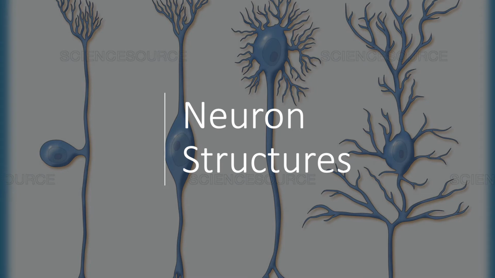Now, to investigate the structural classification of neurons, we'll turn to your worksheet, and you can follow along with me as we sketch the different classifications. So we'll start with multipolar, and then we'll move to bipolar, unipolar, and then anaxonic neurons. Let's begin with multipolar neurons.